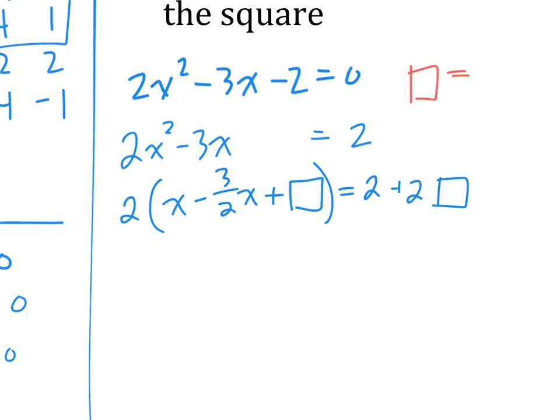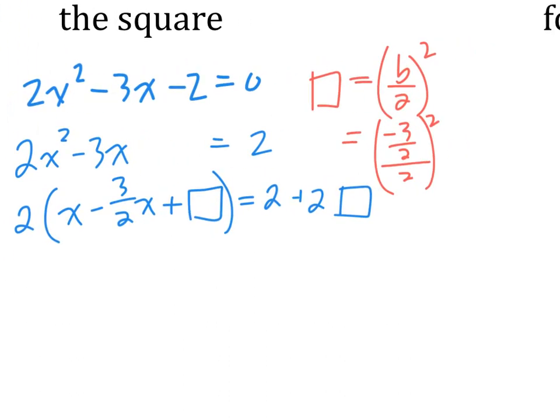So McKenna said, b over 2 squared. Yeah, b over 2 squared. What's b though? -3/2. Yeah, -3/2. So it's -3/2 squared. Okay, you're going to try to do this in your head. You are basically combining these two denominators into one denominator. So this is going to be -3/4 squared, which is 9/16. So 9/16 goes inside the box.